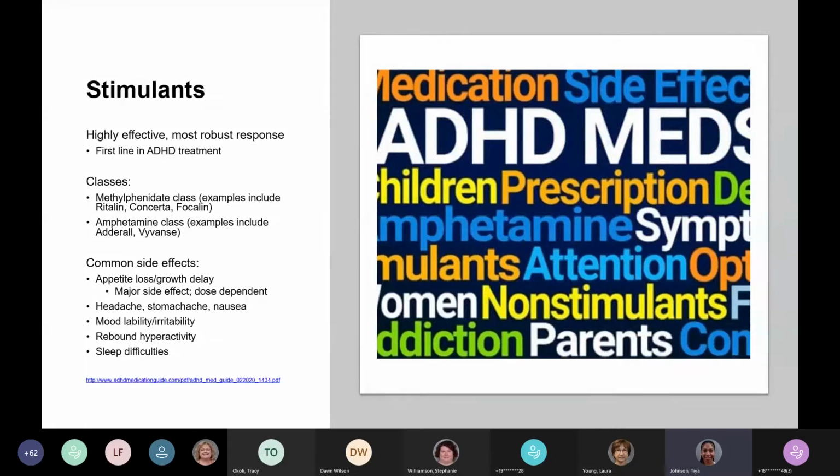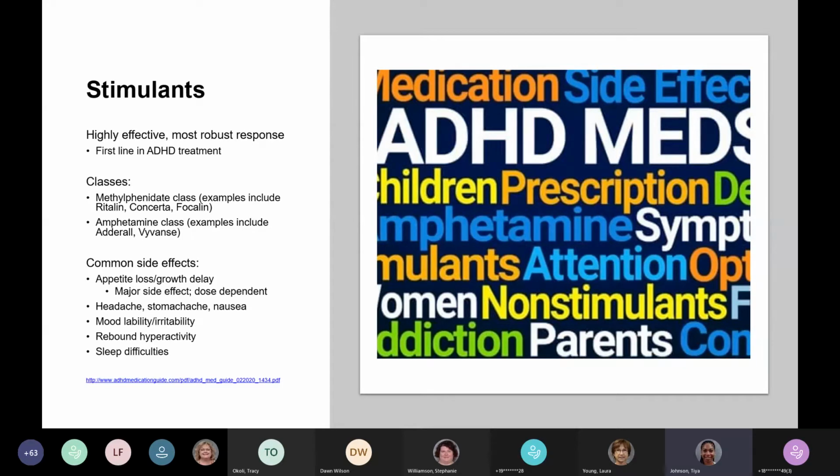Now, no matter which class you use, the stimulants have the same side effect profile. So the most common side effects are appetite loss, growth delay, which is a major side effect, but it's usually dose dependent. Headaches, stomach aches, and nausea, mood lability, and irritability. So remember that ADHD can be associated with mood lability and irritability, and then the stimulants can cause mood lability and irritability. So that's something that you have to watch out for when you're treating ADHD.